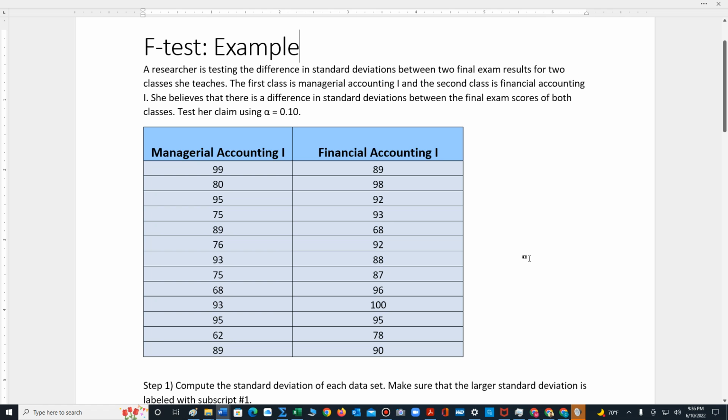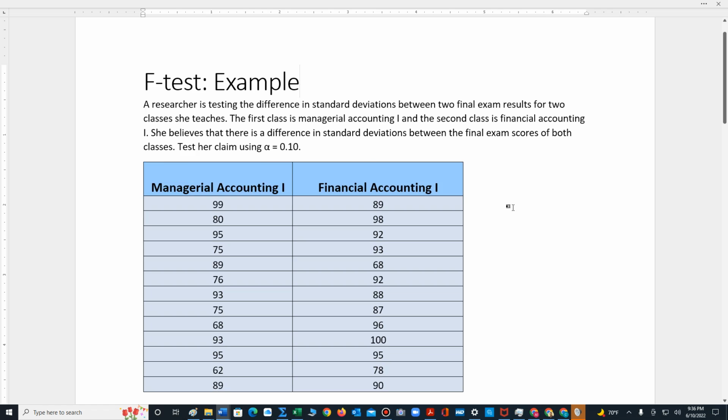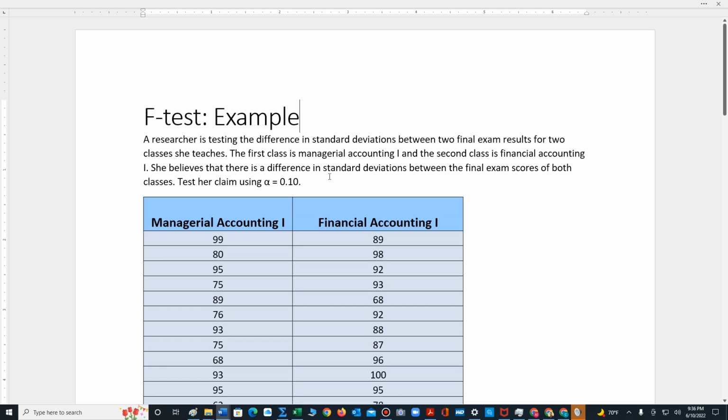Hello, in this video I will demonstrate how to work out a problem using the F-test. The F-test is used to compare differences between variances and standard deviations. We begin with the following example.